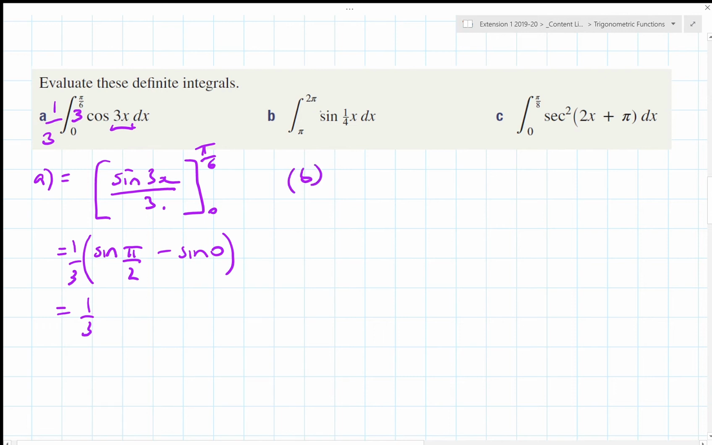Okay, again, when I differentiate to get here, I will have multiplied by a quarter. So I put a 4 out the front, and the integral of sine is negative cos.